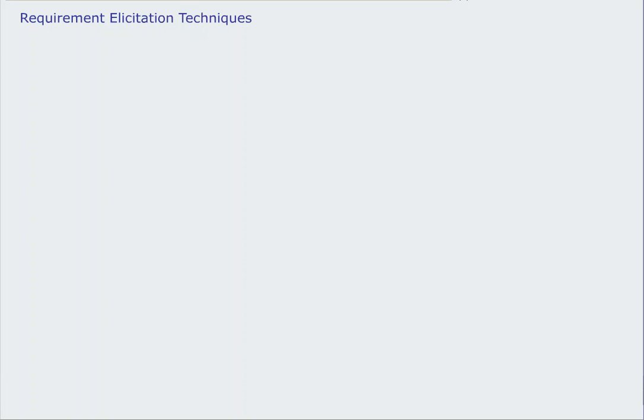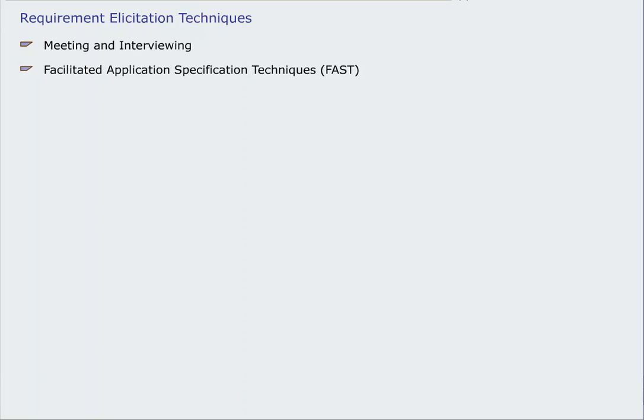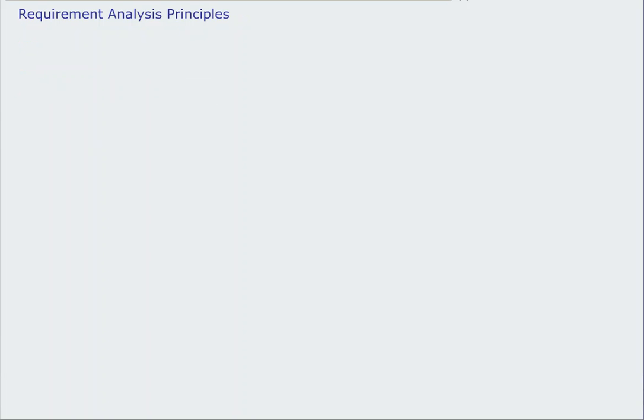In this unit, we will study 3 techniques of requirement elicitation. Number 1, meeting and interviewing. Number 2, facilitated application specification techniques. Number 3, quality function deployment. Thus, some broad guidelines for analysis of requirements.